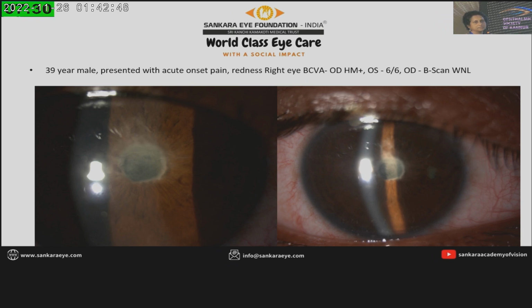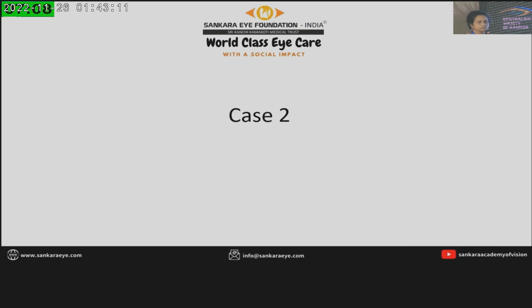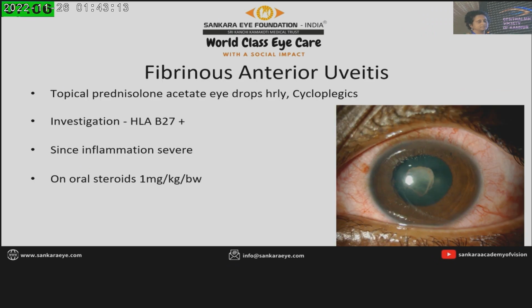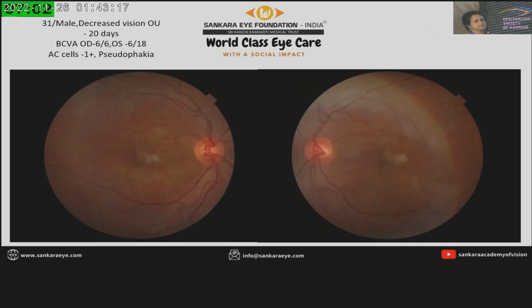B scan was normal. So we started this patient on topical steroids. Investigation was done, and HLA-B27 was positive. Since the inflammation is very severe, sometimes when we don't start oral steroids on time, it can give rise to sequelae of uveitis like posterior synechiae. If the pupil is not dilated, you can later have iris bombé and glaucoma. So this patient was treated with oral steroids, and you can see he responded very well.